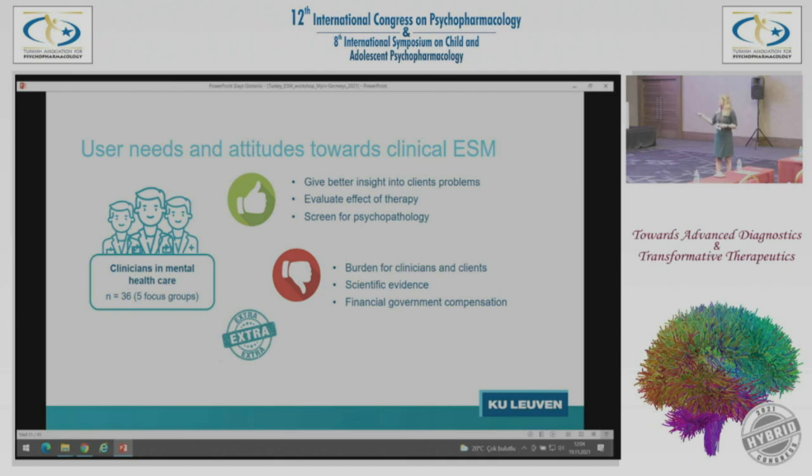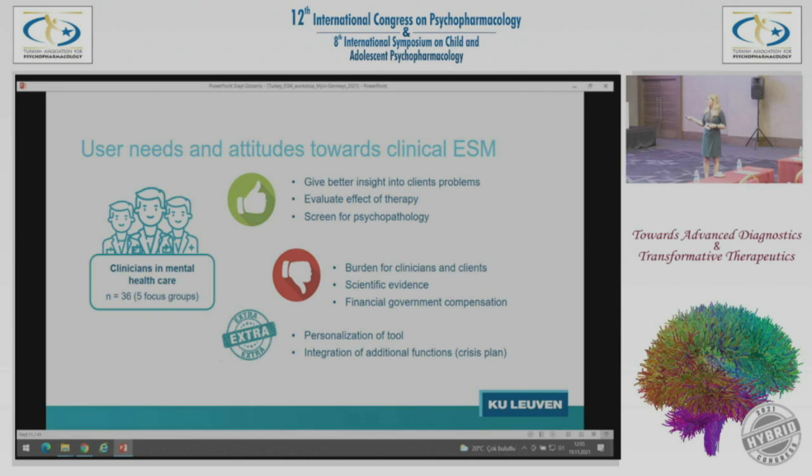What other people also said was that it lacks scientific evidence, that we need more evidence base before we can trust these methods more. And there is also an issue with regard to payment. Who is going to pay for this? Is there financial governmental compensation? Is it part of the insurance? Is there reimbursement? Who is going to pay for this is an important question.